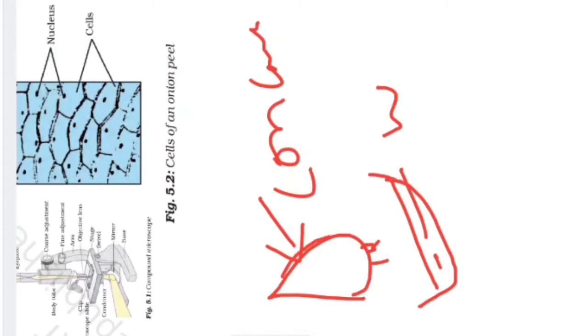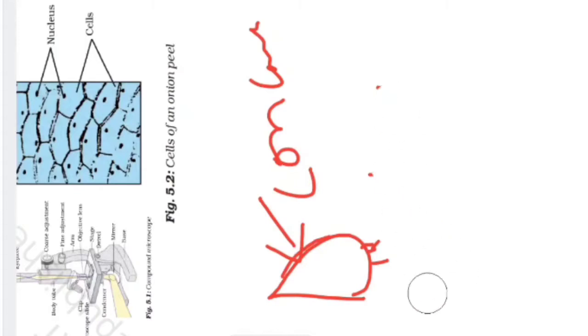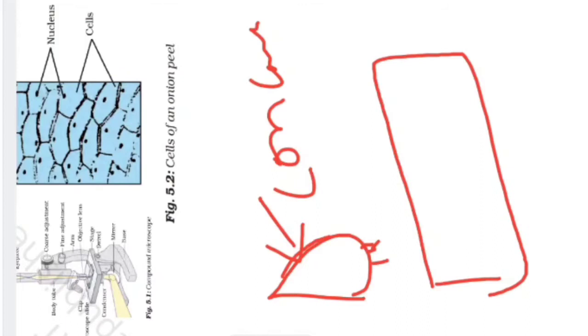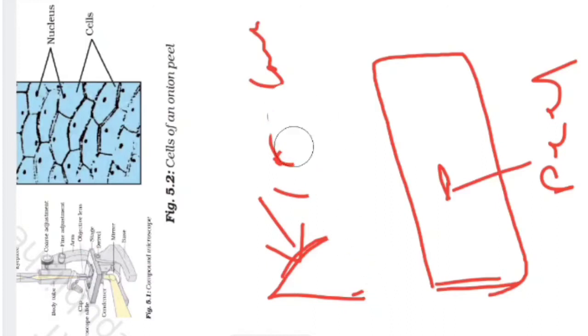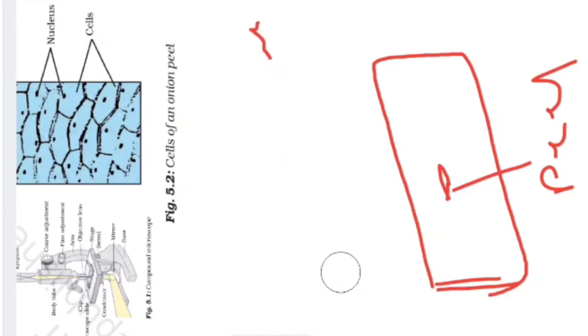Then with the help of a brush, take it out and place it on a glass slide. This is the glass slide. Okay, I have placed it here. Suppose this is your peel. This is your peel. That is called onion peel. Then what you have to do? You have to add the saffron stain. What is this saffron stain?